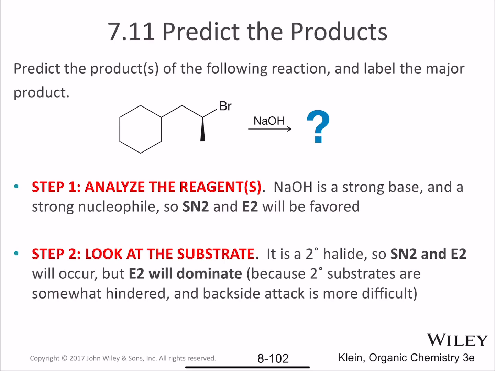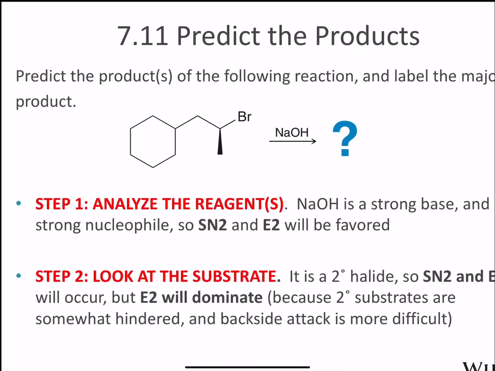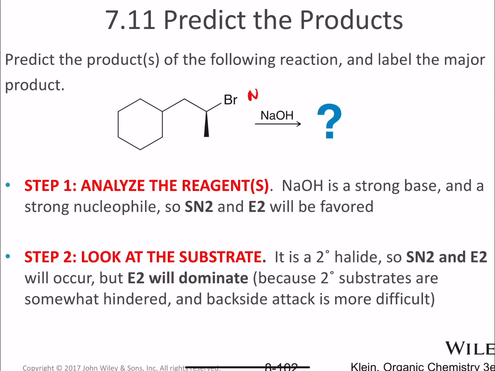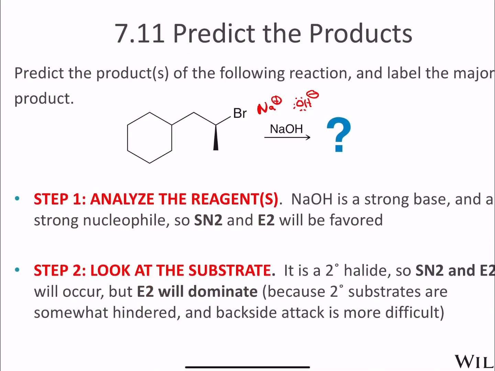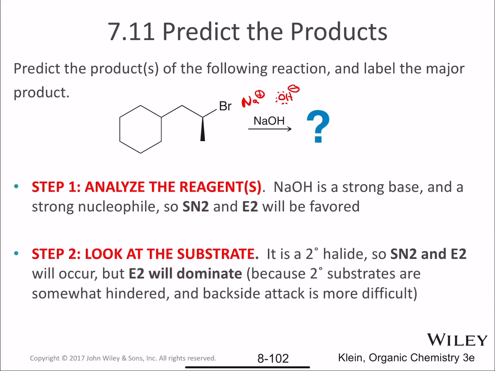Anyhow, there we go. So if we take a look at an example, it says predict the products for the following reaction. So I have this chiral compound. I have sodium hydroxide. So if I draw the structure of sodium hydroxide, I have Na plus and OH minus, and I could put in my lone pairs here. Oops, I'm missing an electron. So there we go. Hydroxide is a strong base, and it's a strong nucleophile, and I have a secondary alkyl halide. So if I go back to figure 7.20, it says that when I have a secondary alkyl halide and a strong base and strong nucleophile, E2 is going to be the favored mechanism, but I will get some SN2 product. So there we go.